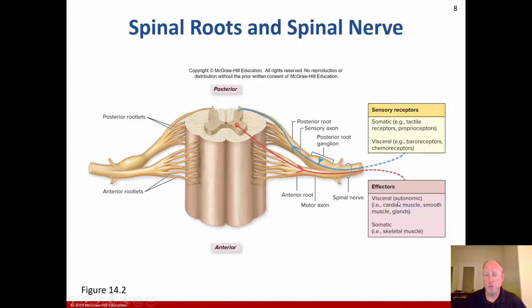And as far as the effectors, the visceral, from the autonomic peripheral nervous system, the cardiac muscle, smooth muscle, and the glands, and the somatic from the skeletal muscle, all come into the anterior portion of our spinal nerve.